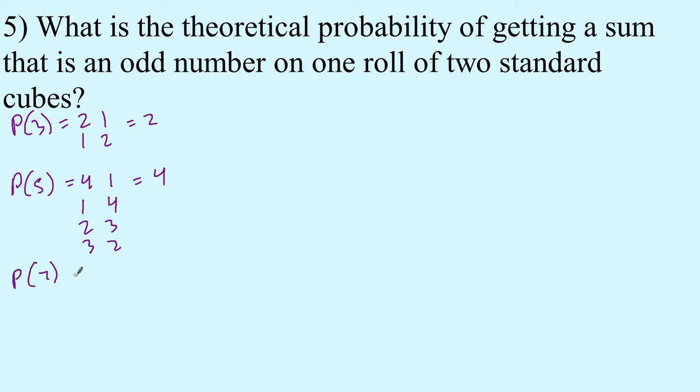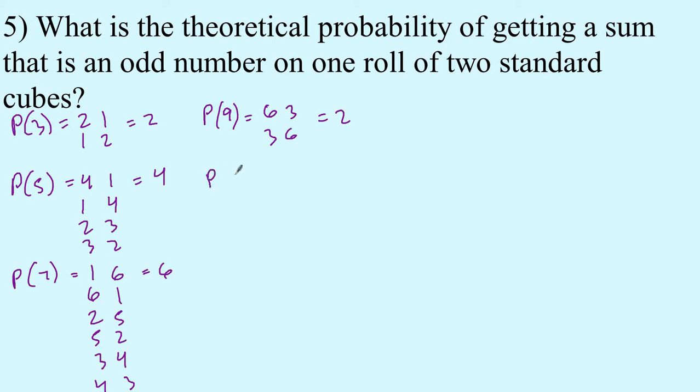Probability of getting a 7. So we have, let's see, 1 and 6, 6 and 1, 2 and 5, 5 and 2, 3 and 4, 4 and 3. So that's 6 ways. Probability of getting a 9 is 6 and 3, or 3 and 6. Oh, that's not the only way. 5 and 4, 4 and 5. That's 4. Probability of 11 is 5 and 6, or 6 and 5.